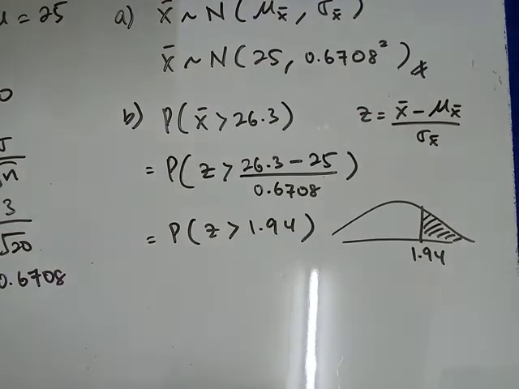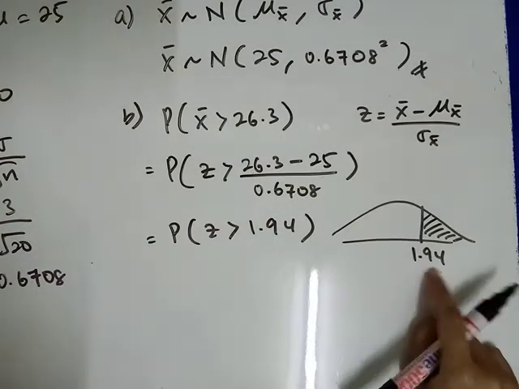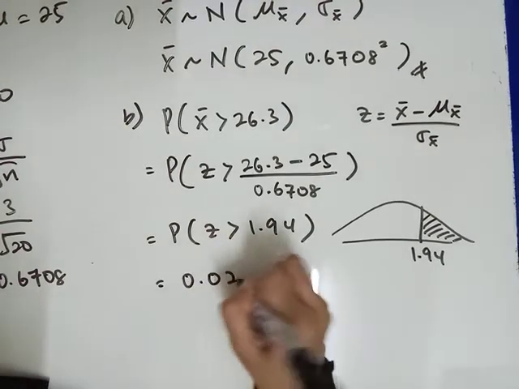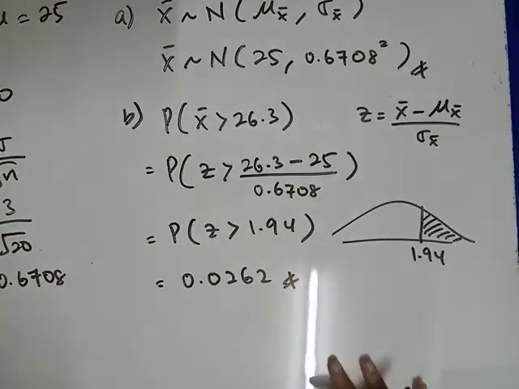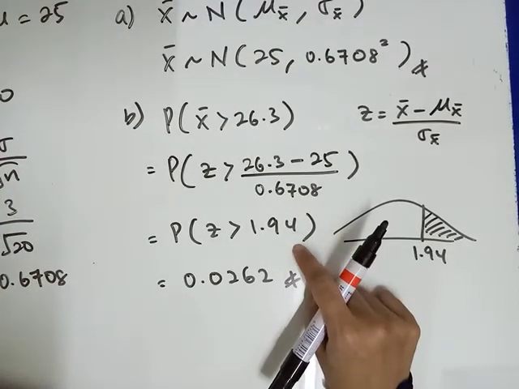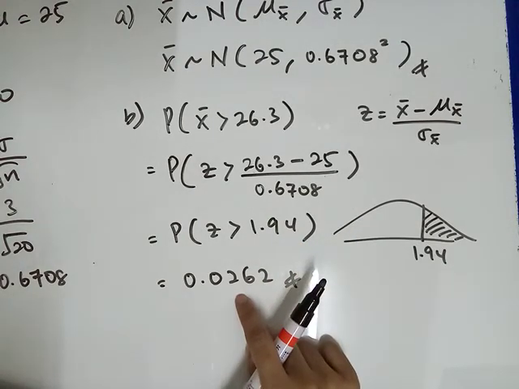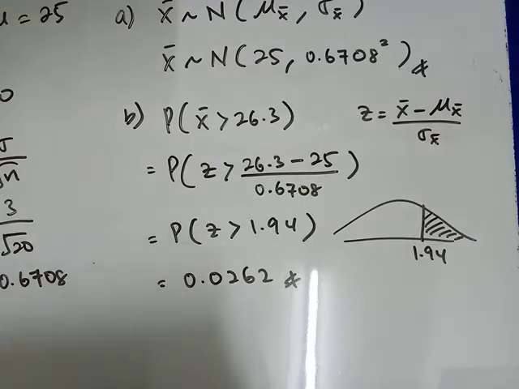Okay, and then use table statistic. You will get, awak cari 1.94, you will get the answer is 0.0262. This is the answer. Okay, using table statistics. You faham nah? Okay, table statistic, table 3, 1.94, awak akan cari, awak akan dapat 0.0262. Alright. Okay, look at example 2.